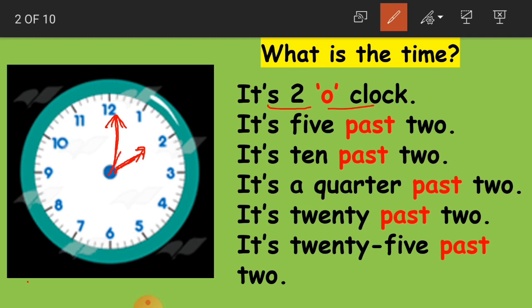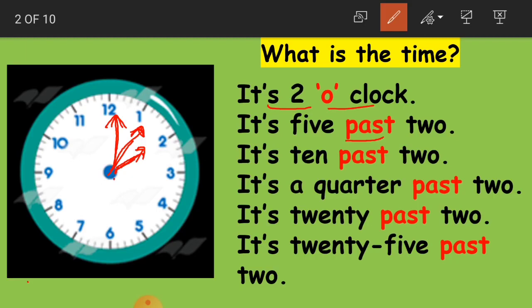Suppose again the big hand is at 1. Now how are you going to address this time? It's 5 past 2, because already 5 minutes are over. First it was 2 o'clock, now 5 minutes have passed away. So that's why you can say it's 5 past 2.